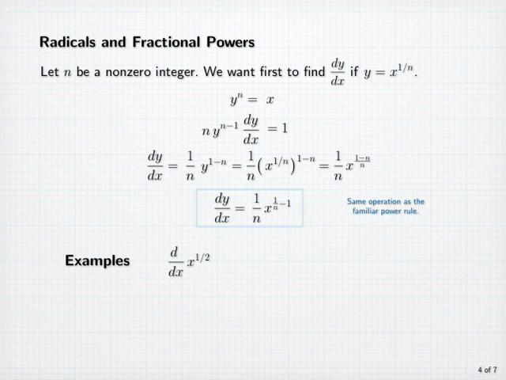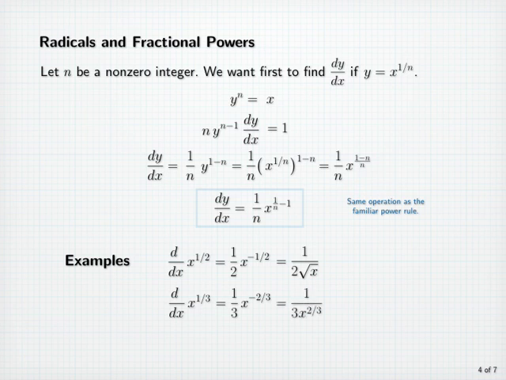Examples. The derivative with respect to x of x to the 1/2 power, or the square root of x, is 1/2 x to the 1/2 minus 1 power, or x to the minus 1/2 power, which is the same as our familiar formula 1 over 2 times the square root of x. The derivative with respect to x of x to the 1/3 power is 1/3 times x to the 1/3 minus 1 power, or minus 2/3 power. This is the same as 1 over 3 times x to the 2/3 power.